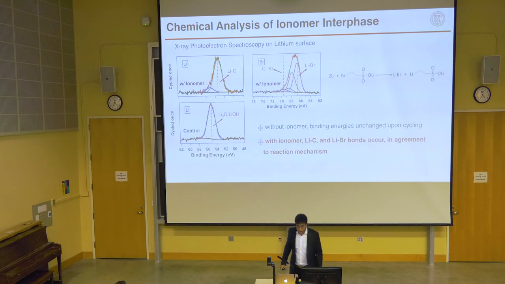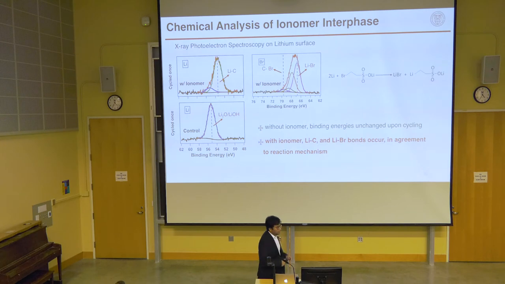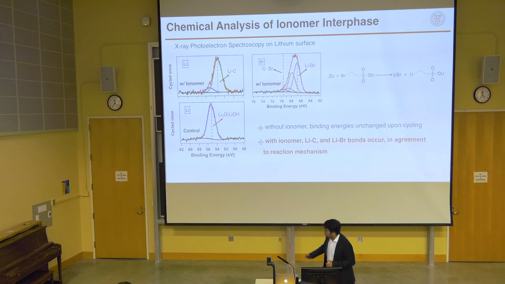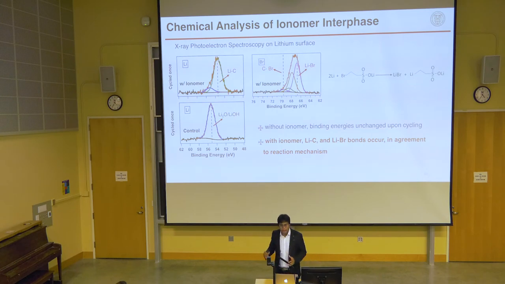And now to test that we are actually forming this ionomer-based interface, we performed XPS analysis that looks at the binding energies of different atoms at the surface. So at the top, I'm showing you the results for the case with the ionomer, and here I'm showing you the result without the ionomer. So you can clearly see formation of the Li-C bond here, which is present in this product, and also formation of LiBr. So we can confirm that we are actually generating these chemical species at the interface.